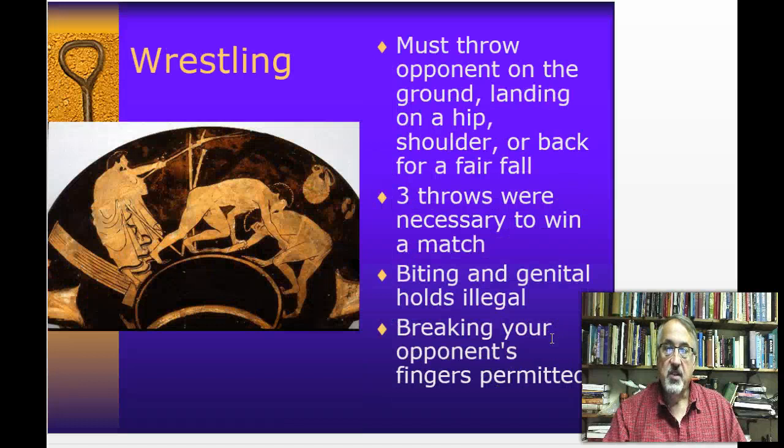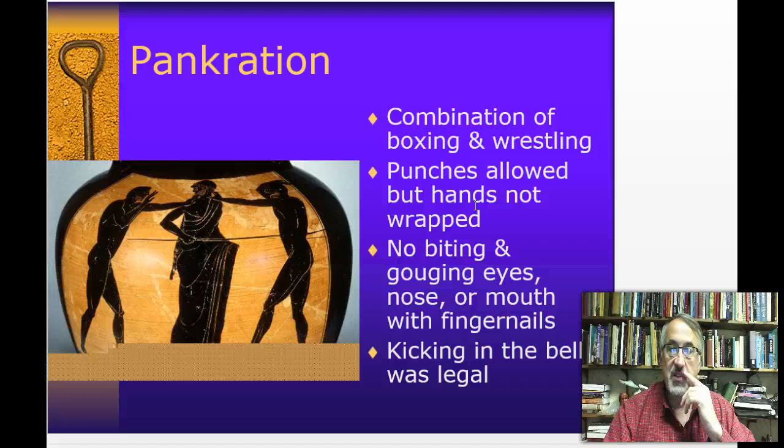Wrestling: you must throw your opponent on the ground, landing him on a hip, shoulder, or back for a fair fall. Three throws were necessary to win a match. There were very few rules, but biting was not allowed. Genital holds were not allowed. But you could break your opponent's fingers, for example. That was allowed. The Pancration. This is a combination of boxing and wrestling.